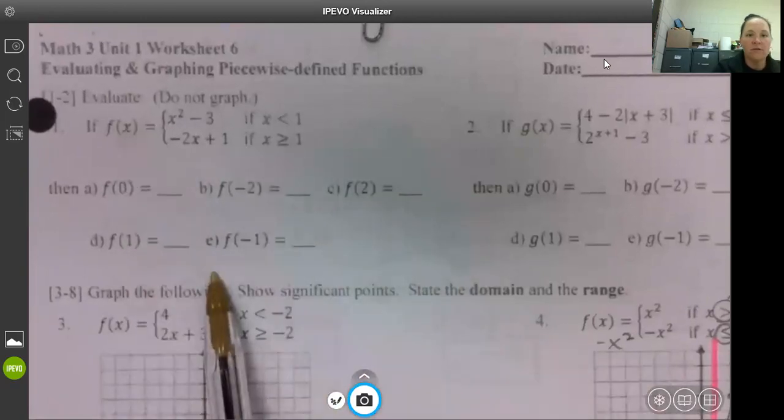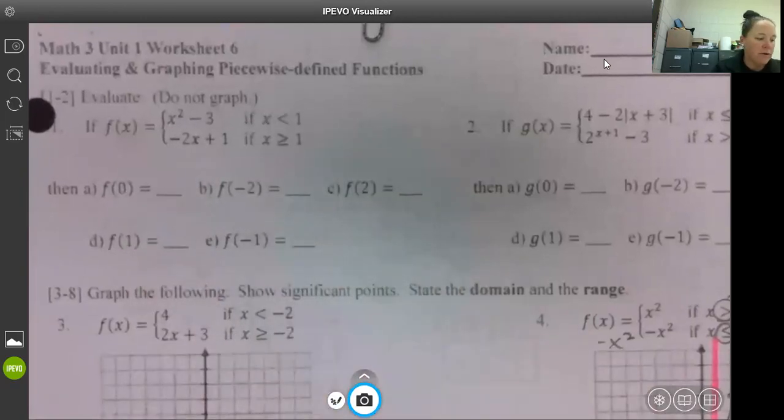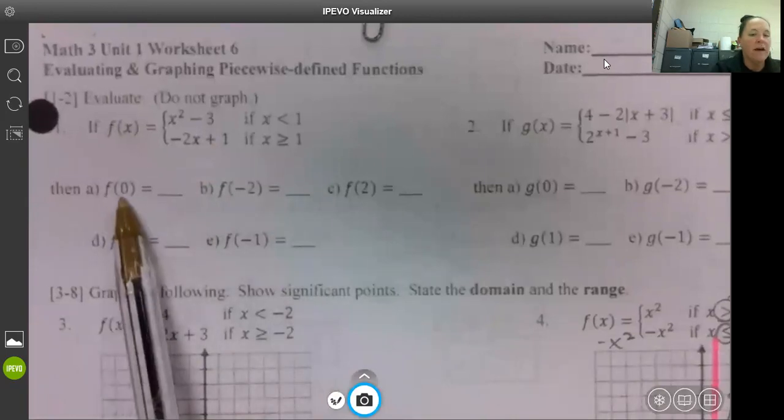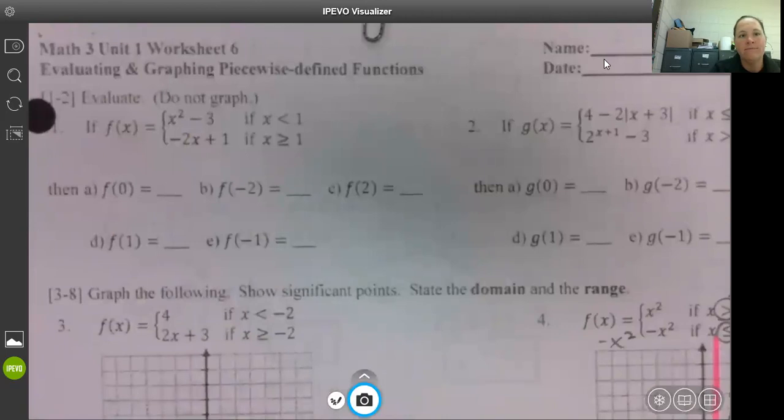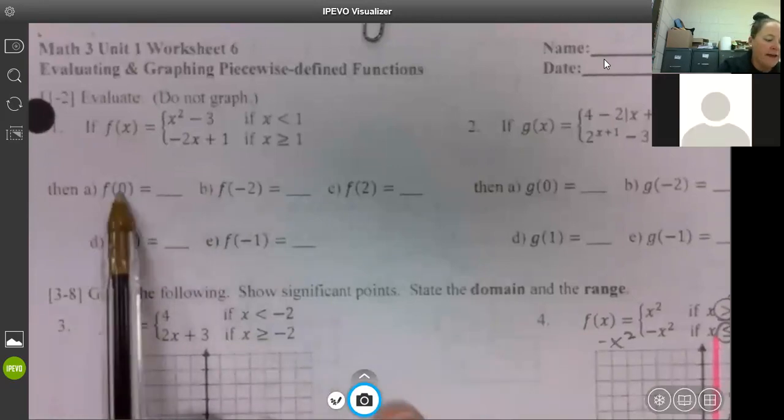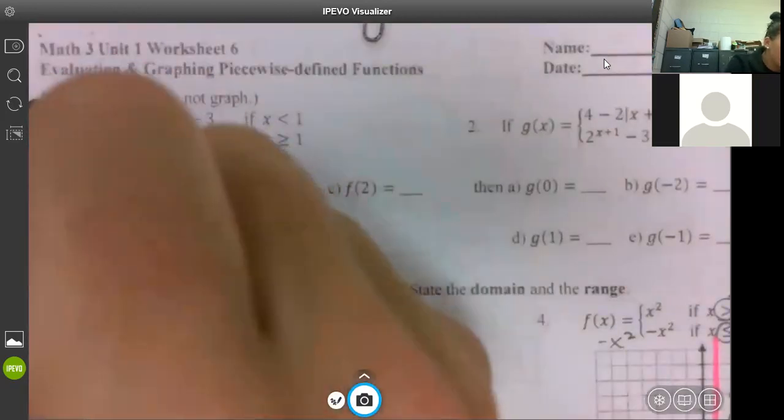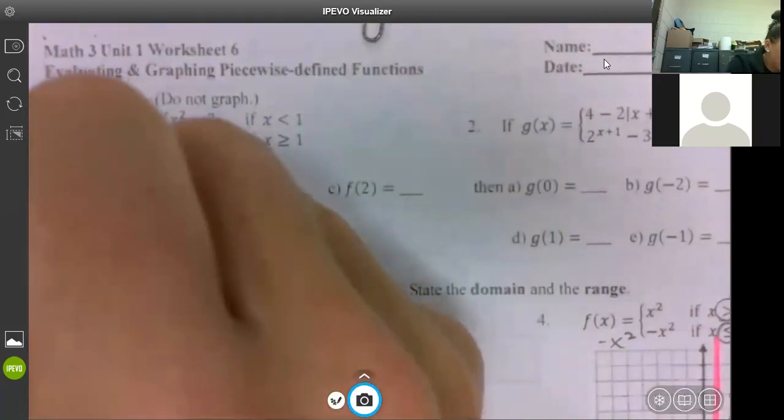All right. So we're going to start with evaluating, and I'm only going to do one. I'm only going to do this first one, and then we'll move on to the other ones. Okay. So we're going to start with f of 0. Which function do I pick for f of 0? The first one or the second one? The first one. And why the first one? Because it's less than 1. Yes, so this 0 is less than 1. So I'm going to plug in 0 squared minus 3.